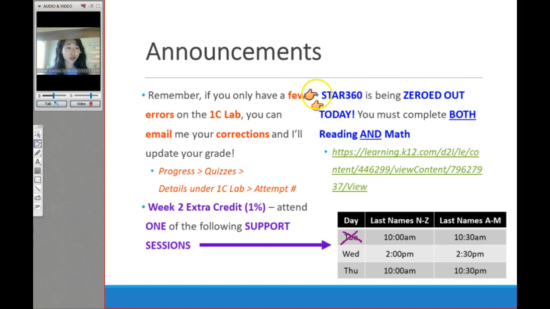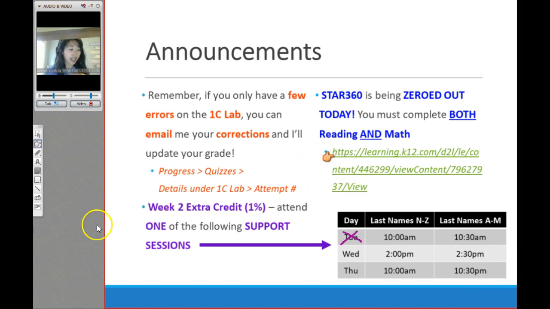Yes, now you do get a grade for Star 360 in every single class. It actually counts as 10% in every class, whether it's history, science, math, English, tech, and so on. So even though Star 360 is technically only a math and reading assessment, you still get a grade in every class. It's a huge grade across the board. It is 10% of your grade, and it is being zeroed out today in every class. So if you haven't completed it yet, you will see a 0 go in at 4 p.m.